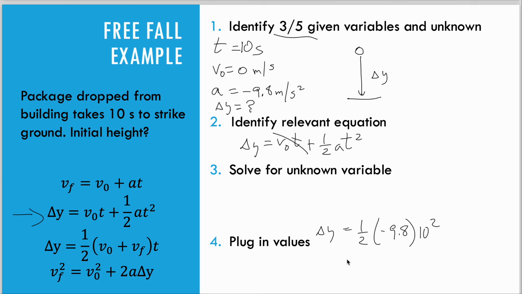When we plug all of this in, we're going to get negative 490 meters. This makes sense because whenever something is going down, the displacement is negative. However, if we're just looking for the initial height, height is always a positive number, so we know that the initial height is just the absolute value of that displacement, 490 meters. That is all for this Chapter 2 review video.